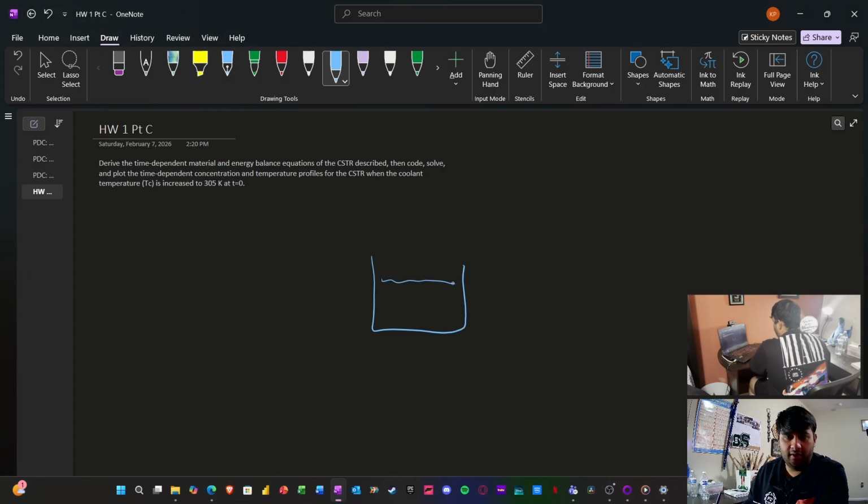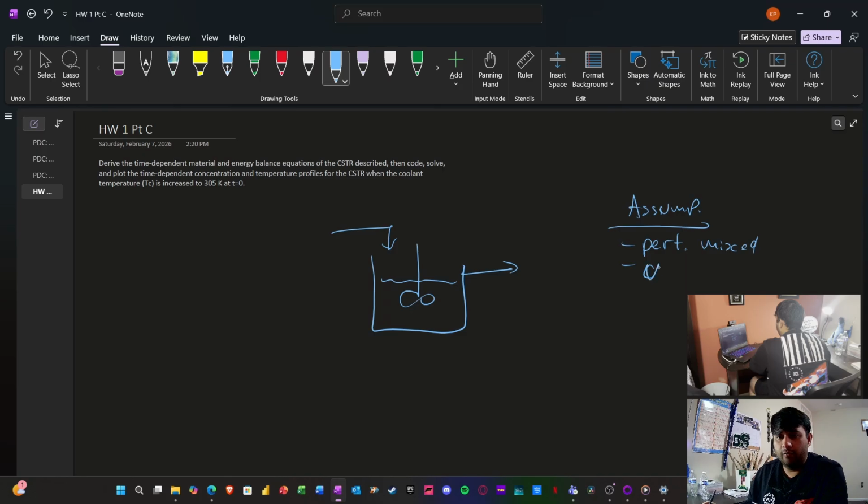We're going to have our tank, and it's going to have a stirrer with a flow going in and a flow going out. And since this is an overflow tank, we're going to have a couple of assumptions here. We're going to have a perfectly mixed tank where our volume is fixed and our concentration going out is the same as the concentration within the tank. So let's just label what we know.